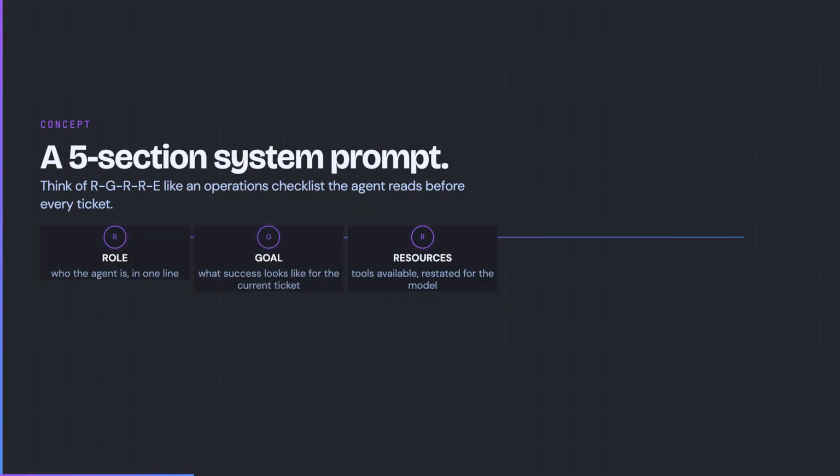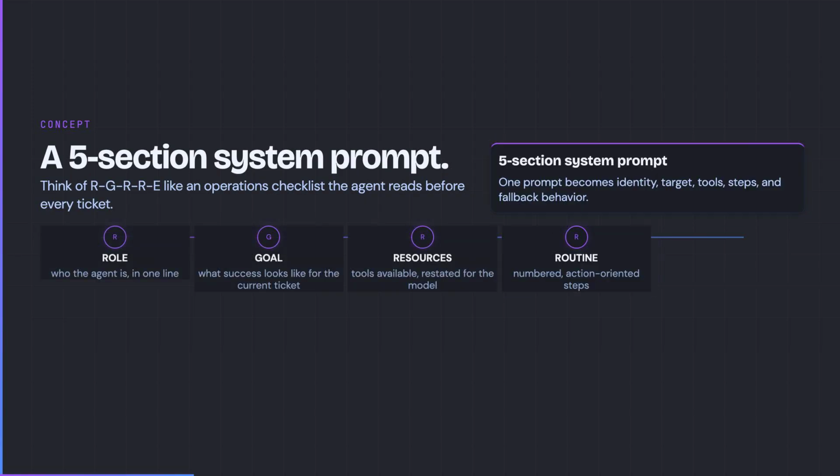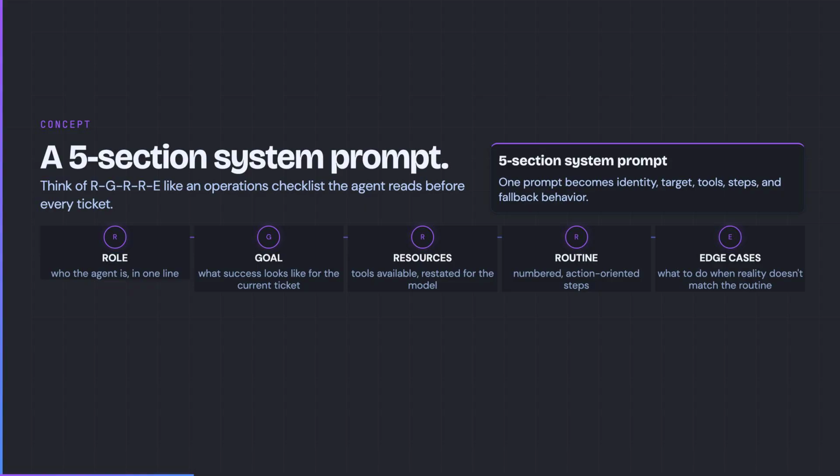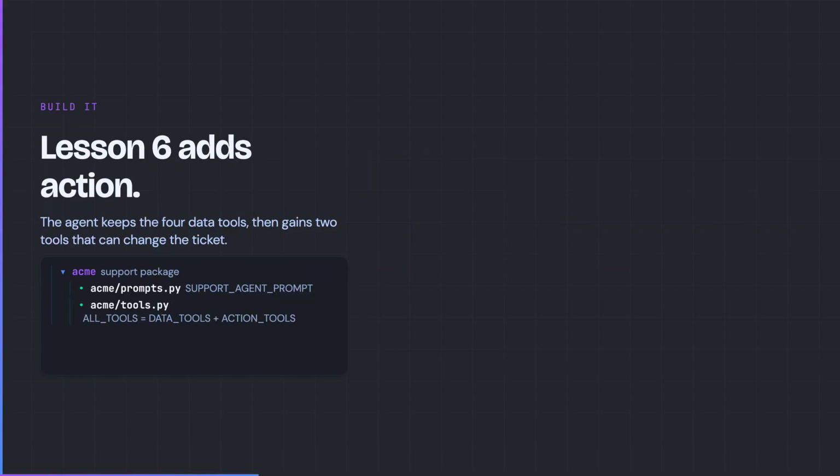Resources list the tools available. The model sees lookup_order, lookup_customer, track_shipment, search_KB, issue_refund, and escalate_human. Routine gives numbered, action-oriented steps. This is where the prompt stops being advice and starts becoming a workflow. Edge cases tell the agent what to do when the normal path breaks. Without them, weird inputs become improvised policy. Now that the template is clear, watch the tool surface grow. The same Acme agent keeps its data lookups and adds action.